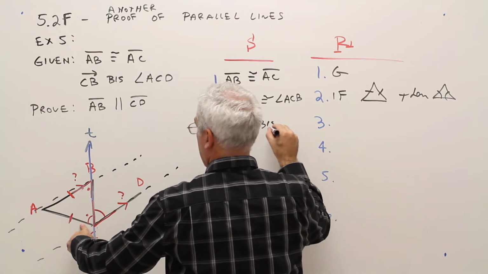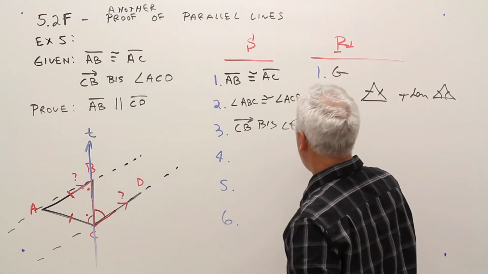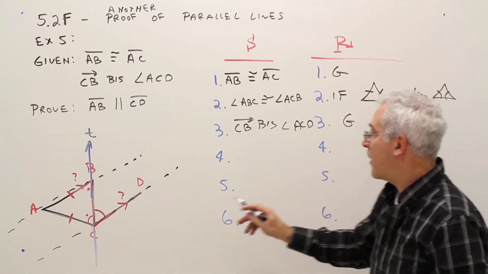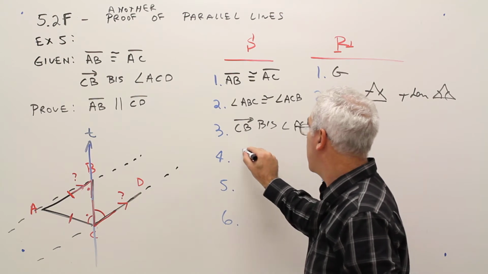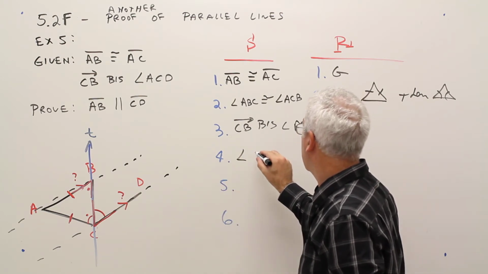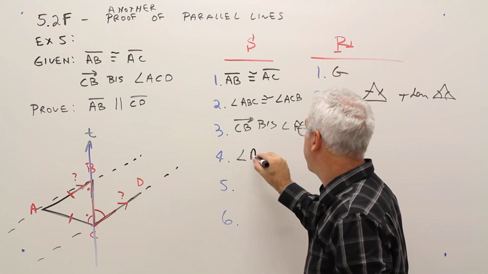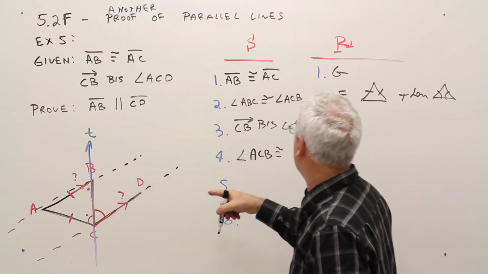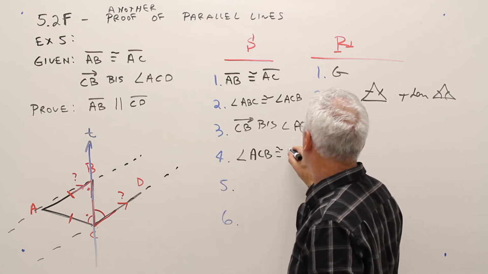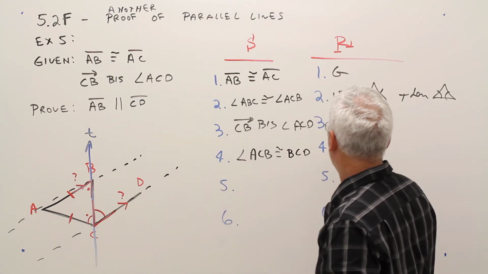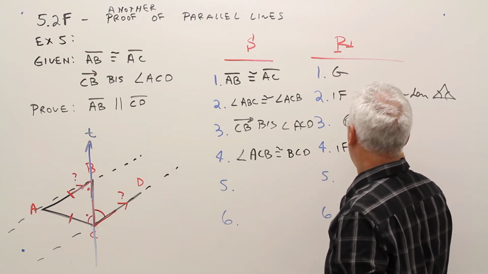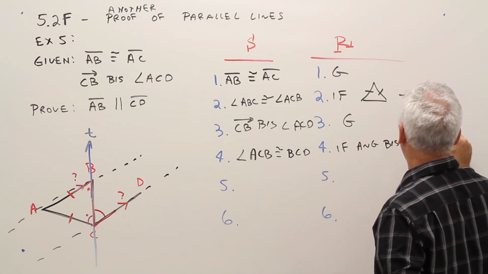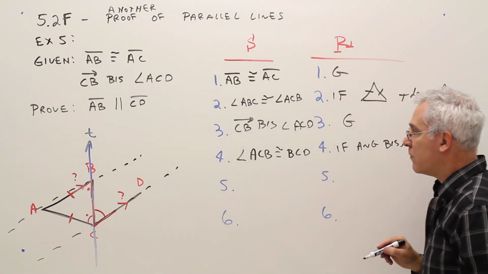CB bisects angle ACD. That was given. Then I'm going to get these two little chunks there. Angle ACB, ooh, I'm liking that, is congruent to angle, I could call it BCD. If angle bisector, then two congruent angles.